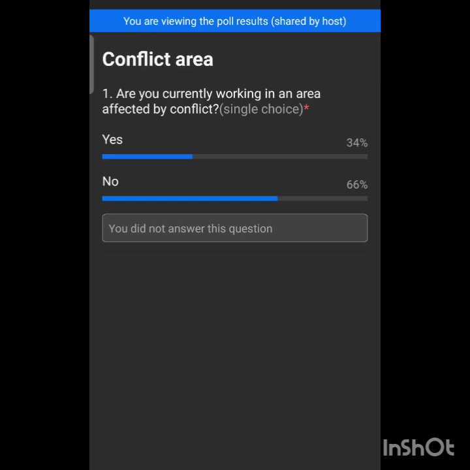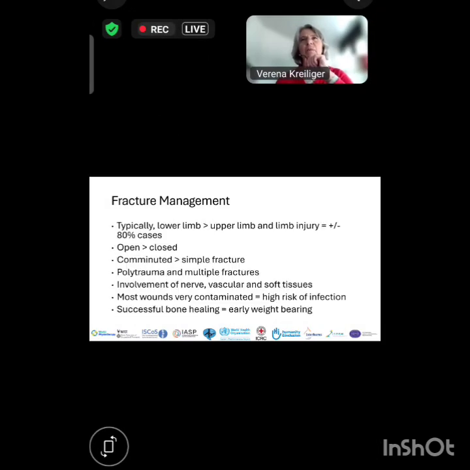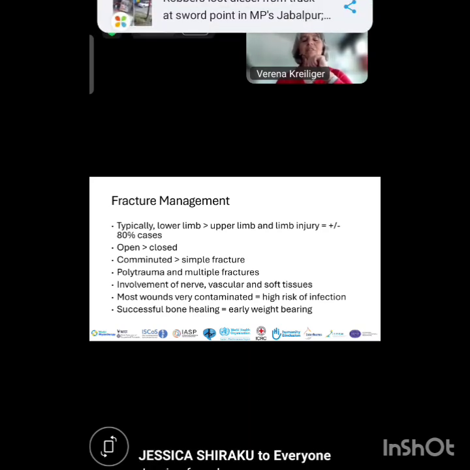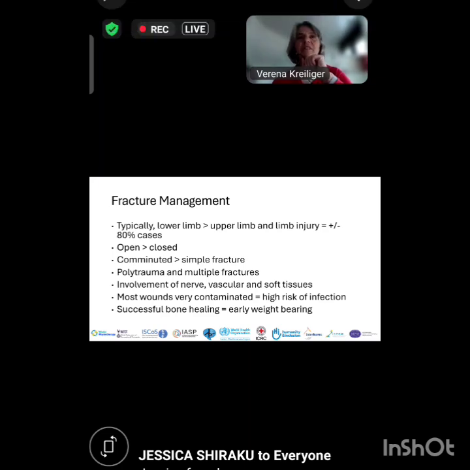In conflict and in disaster areas, fracture is the highest percentage of the injury we see in these situations. Typically, the majority of the fractures will be in the lower limbs, so in the legs, and some of them will be in the upper limbs, but it is plus or minus 80% of cases in the lower limb. One very important distinction between normal fracture management and fracture management in disaster and emergencies or in conflict zones is that we very seldom have closed fractures.